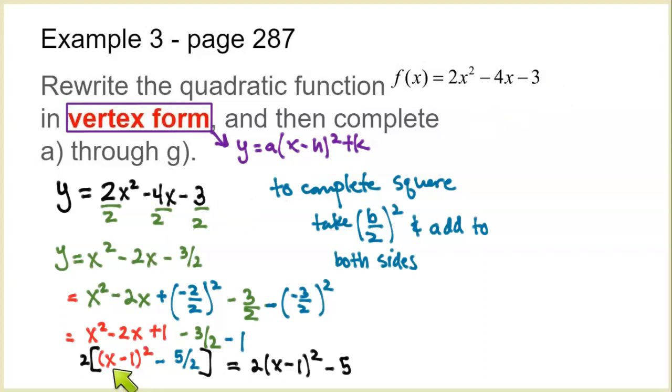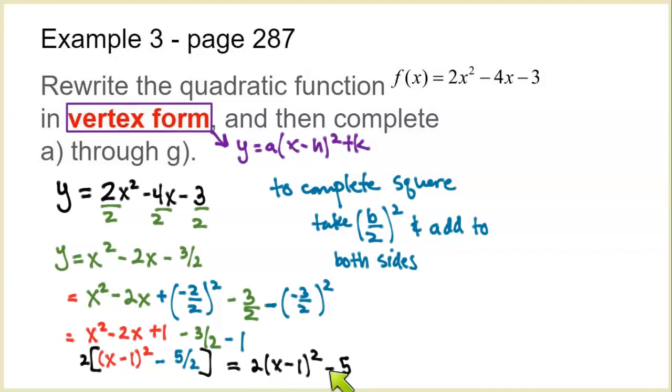If I were to graph this in the calculator, it's going to be wider than this one because I've divided everything by 2. And so that's going to compress the graph towards the x-axis because it doesn't have a factor of 2 in it. If you don't believe me, graph this in your calculator or Desmos, and then graph this, and you'll see what I'm talking about. But this is an equivalent form in vertex form of this function here. If I were to multiply this out and then distribute the 2, I'll get this answer back.